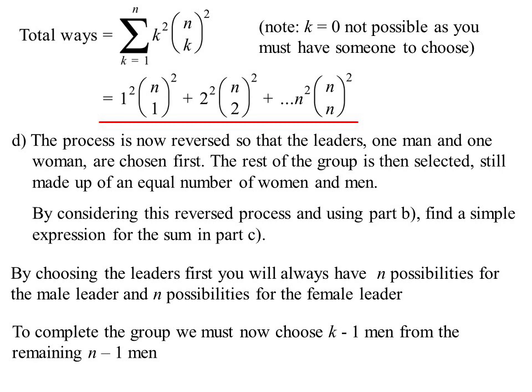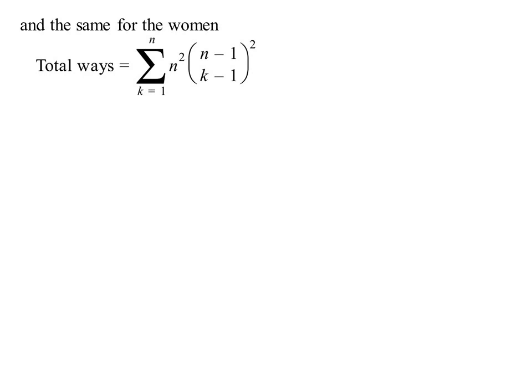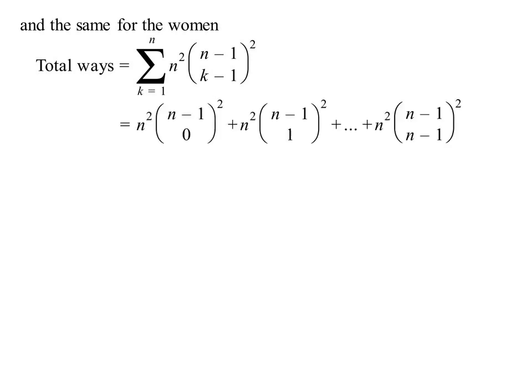Then we've got to get the rest of the group. Because we've chosen the leader, our group has n minus 1, and we want to get k minus 1 from that group. So in other words, I now have to choose n-1Ck-1. So from the n minus 1 I've got left, I've got to choose k minus 1 men. Well, we've got to do the same for the women as well. So essentially, it's the same as we had before, but now instead of nCk, it's n-1Ck-1 squared, and we're multiplying by n squared because we chose the leaders first.